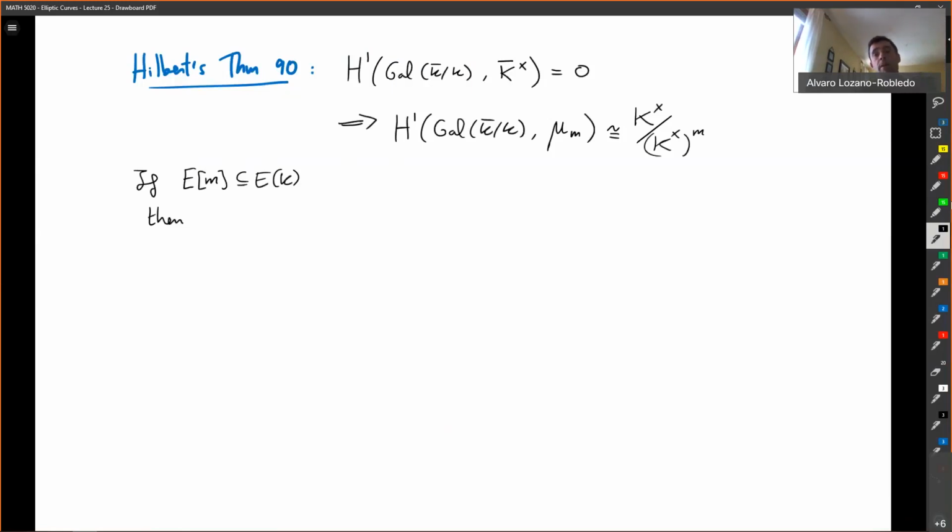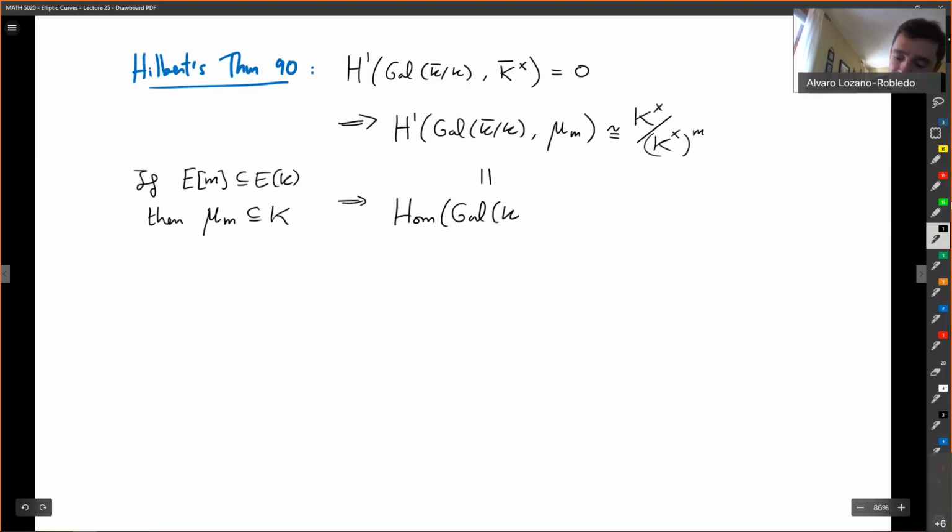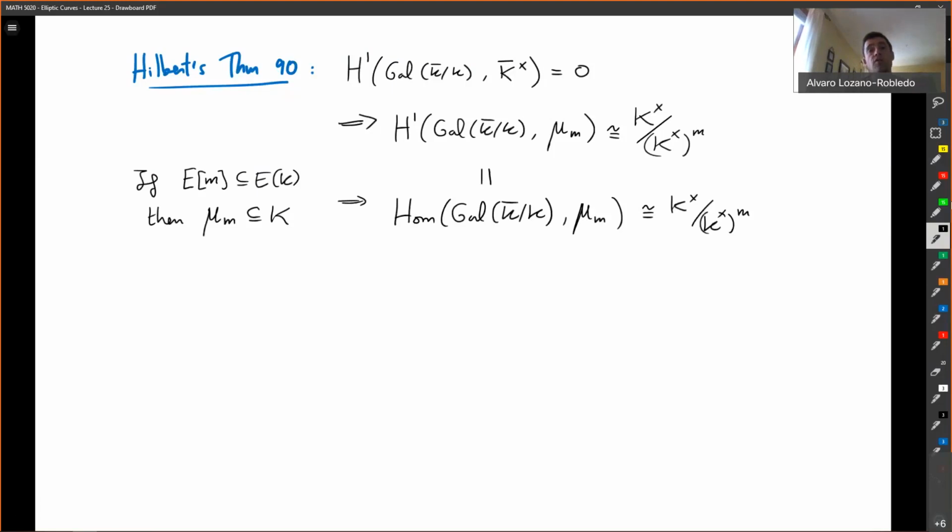Remember that for that to happen, from the definition of the Weil pairing, from the Galois invariance of the Weil pairing, we saw that this means that the mth roots of unity are defined over K. And when that happens, then the action of Galois on the mth roots of unity will be trivial, and this H1 is actually Homs. So in this case, this is the easiest case of Hilbert's theorem 90, basically, or the consequences. This is isomorphic to K cross modulo K cross m, but that is just saying that the Homs are always of a very, very particular form.